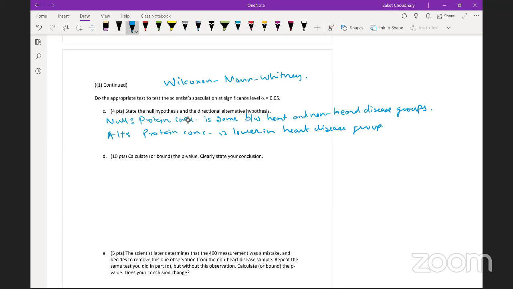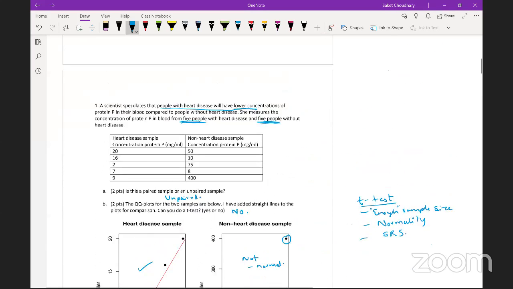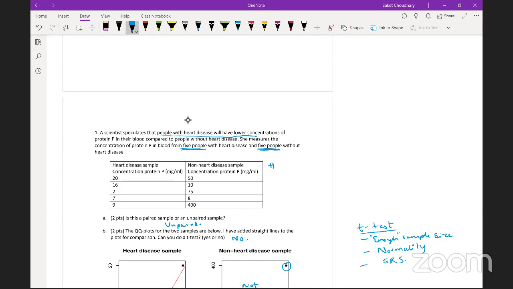There's no hard and fast rule for writing these hypotheses, but as long as you convey the idea, it's fine. The next thing we have to do is calculate the p-value, and for that we need to carry out the Wilcoxon test. The way we do that is we count the number of heart observations, writing heart generally to mean the heart disease column, and this one is non-heart. For this particular column, the heart one, I'm going to count, for each value on the row, how many observations are below this.